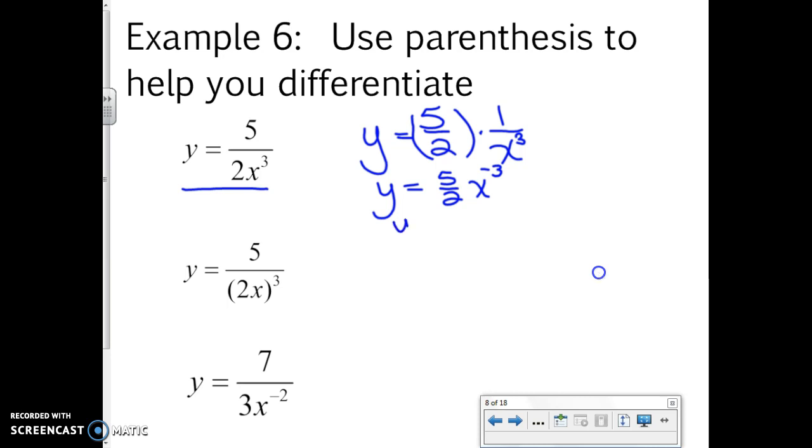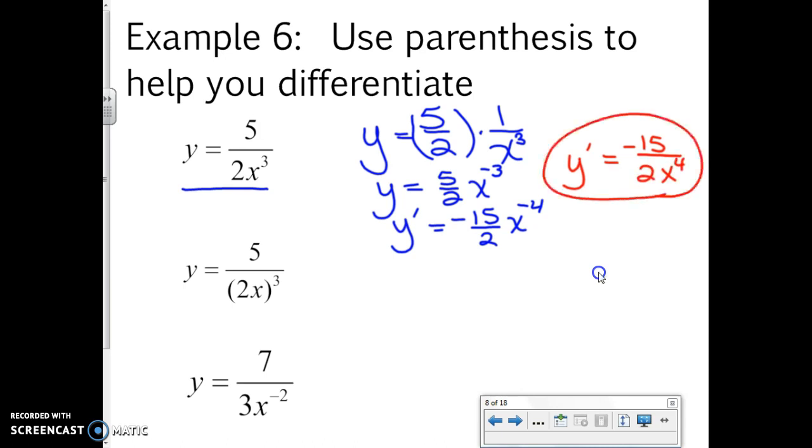So I would now have y prime equals, I bump the power to the front, so that becomes negative 15 halves. So the negative 3 times the 5 is negative 15 halves. And then x to the negative 3 minus 1 goes to negative 4. If I want to write that more accurately, I would write it as the derivative is equal to negative 15 over 2x to the fourth, because I can move the x to the fourth back down. All right, moving on to this one now.